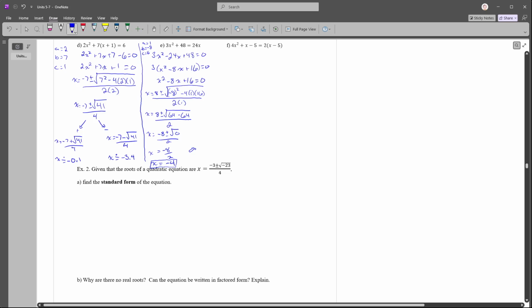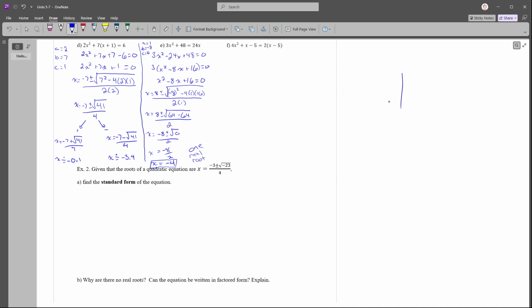It means we have one real root. But from a graph's perspective, what does that mean? That means if we have a graph, it only touched the x-axis at one point. That tells me that the vertex is on the x-axis somewhere. Whether it's opening up or down, it doesn't make a difference. The point is that the vertex is on the x-axis.